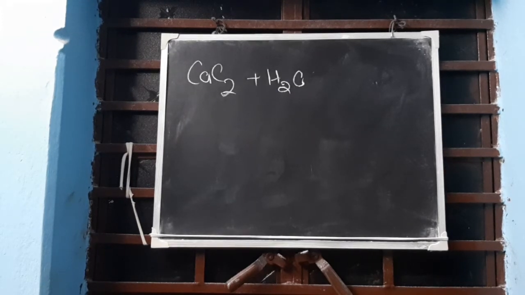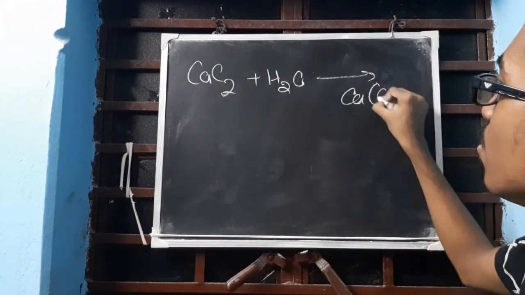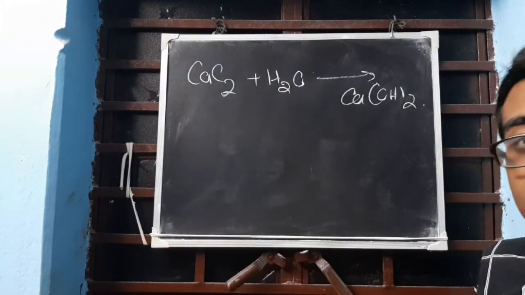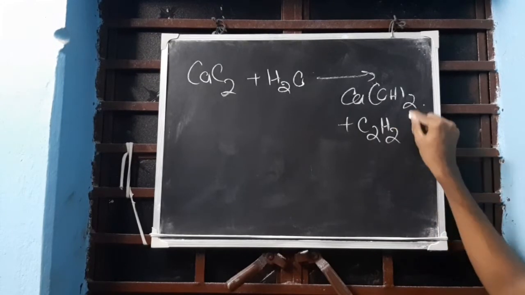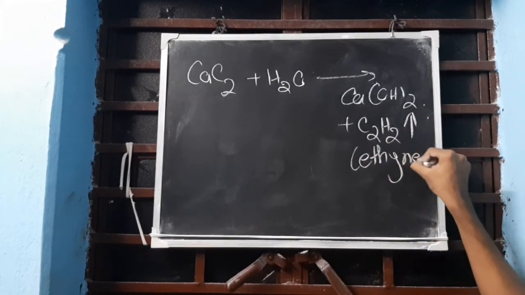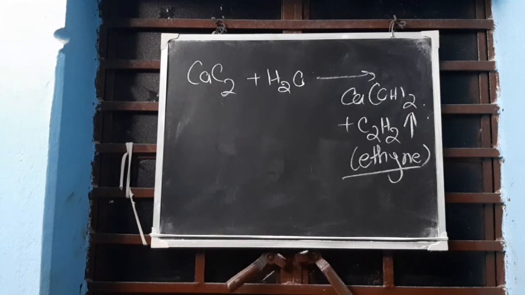So whenever you add water to this, CaC2 plus H2O will give you Ca(OH)2. Remember, we have done one like this, Al4C3, that type. So this will remain with C2H2. This is ethyne. This is what we wanted. So this is the first step. From calcium carbide, if you want to prepare it, you have to write this reaction. Understood?